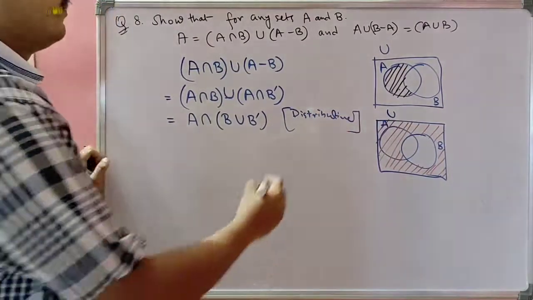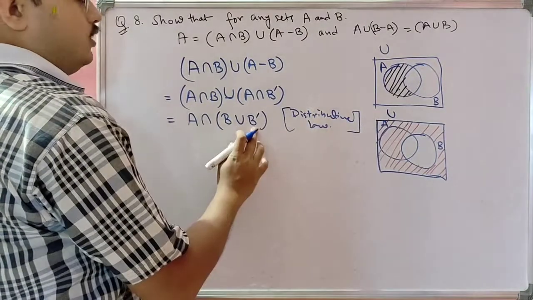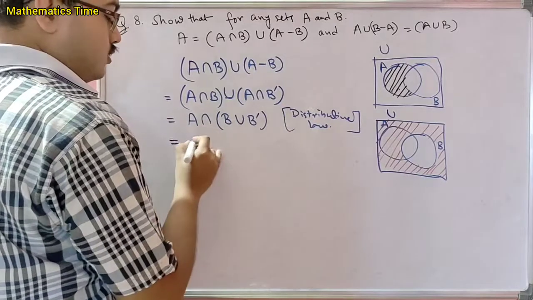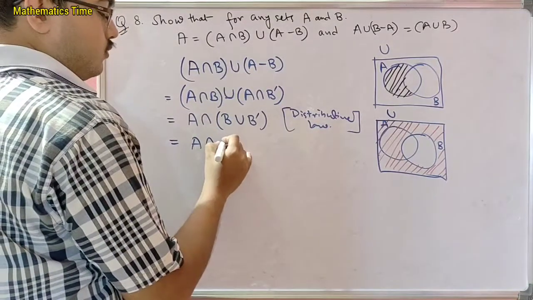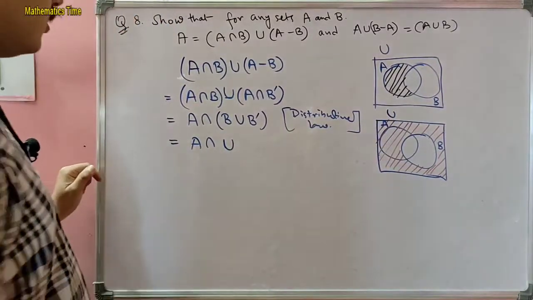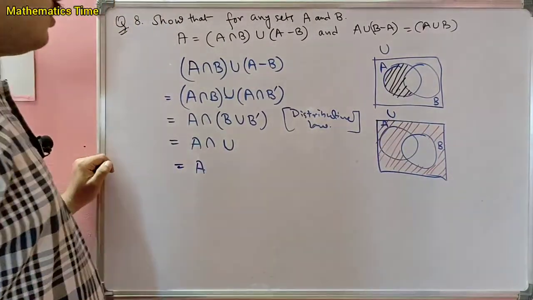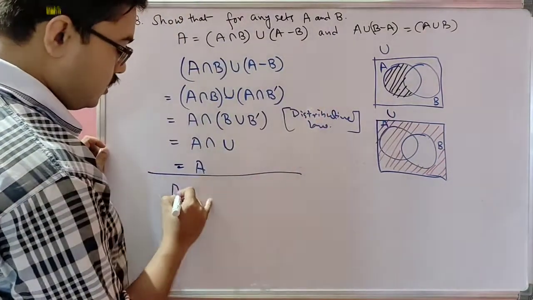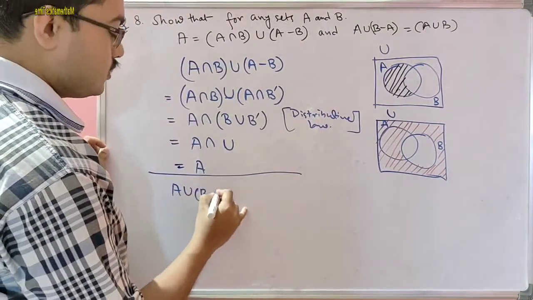Now B union B complement is the whole universal set. A intersection the universal set: if we take the intersection between the universal set and A, what will we get? We get the set itself. So this is proved. Now for the second part, it is A union (B minus A).